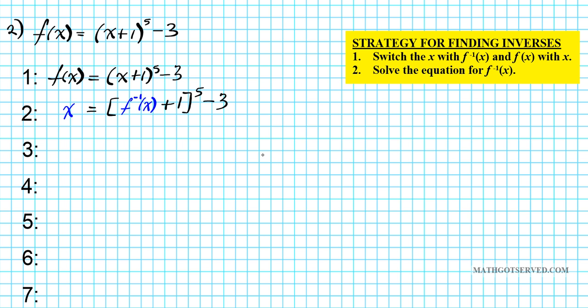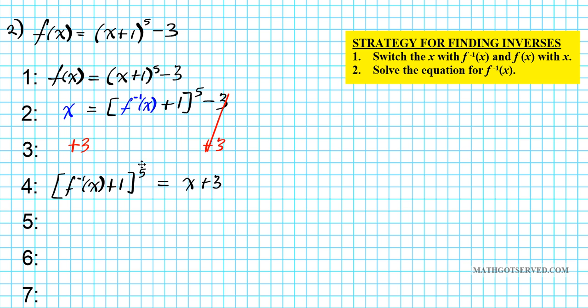Now what we'll do next is we're going to solve for the inverse of f, and that will be our inverse. To accomplish that, we'll first of all add 3 to both sides, take the 5th root to get rid of this power, and then subtract 1. Alright, so let's go ahead and do it. We're going to start off by adding 3 to both sides of the equation. On the right side, this adds up to 0, so let me switch the equation around. We have f inverse of x plus 1 raised to the 5th power is equal to x plus 3.